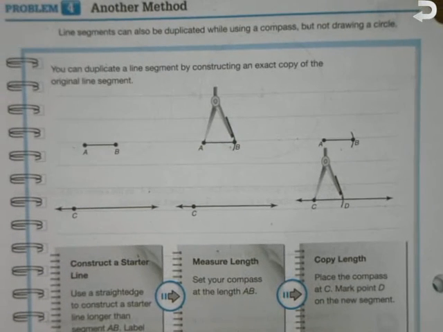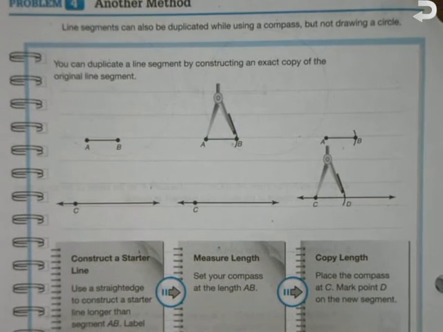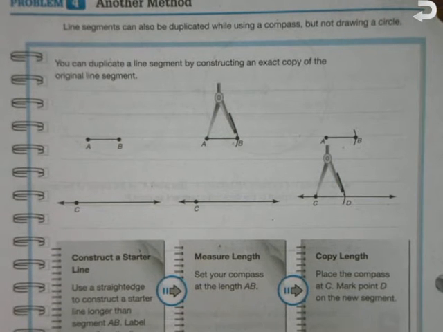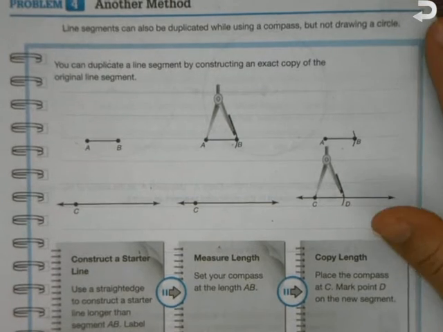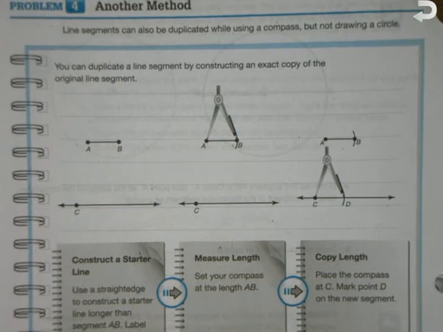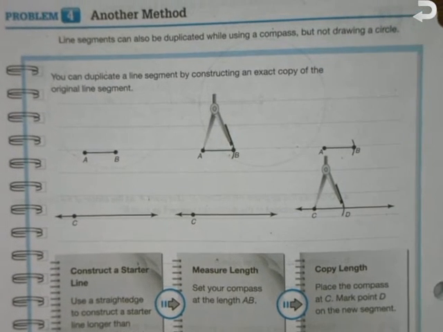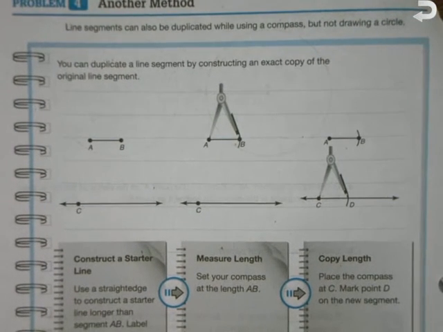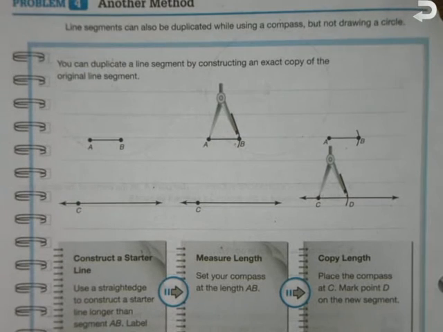This one is actually the method that we've already learned on constructing segments, but it shows you in pictures, which I think is really good. So let's read through it really quick. Line segments can be duplicated while using a compass, but not drawing a circle. What we were doing earlier was duplicating line segments by drawing a circle and then drawing radiuses all over the circle. Does that make sense? So you can duplicate a line segment by making a circle, and any point on the circle is a radius of the circle, which is the same length.